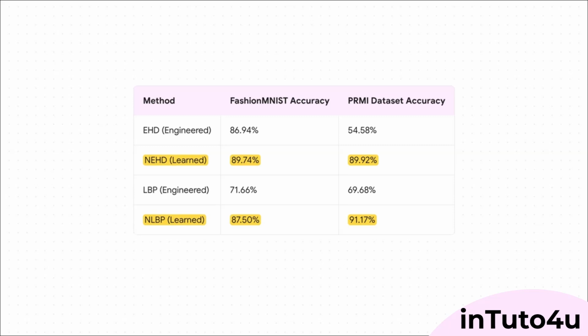And the numbers, they don't lie. Just look at this table. The methods with "learned" in their names, the ones using these new neural histograms, they consistently smoke their older engineered counterparts. Look at that PMRI dataset. The accuracy jumps from a kind of sad 54% all the way up to almost 90%. That is a game-changing improvement.